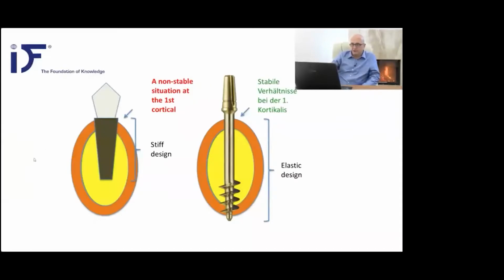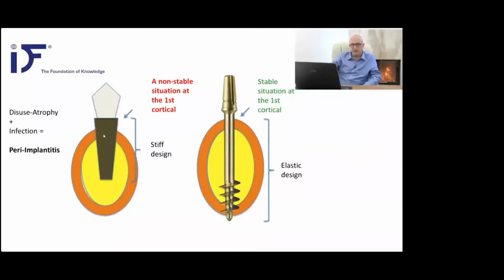Now, I made a few simple drawings to explain the situation. So this is a typical schematic two-stage implant anchored in the first cortical. Up here is the first cortical, stiff design. This is a corticobasal implant anchored in the second cortical, elastic design. So this here in the first cortex is a non-stable situation. The bone will recess a little bit. It always recesses. This is only a question of the osteoidal remodeling. And then the surfaces are exposed, and you get periimplantitis. This is simply going to happen.